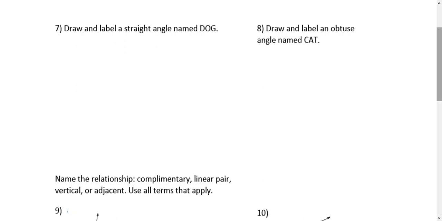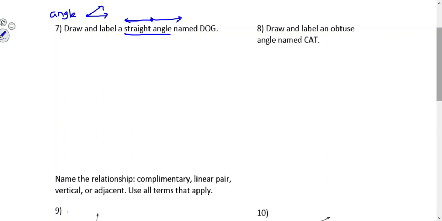We're being asked to draw an angle, a straight angle, called DOG. So an angle is any 2 rays that connect at a vertex. A straight angle is the same thing, it just happens to make a straight line. So we'll have 2 rays that intersect. Looks like the opposite rays that we just talked about.